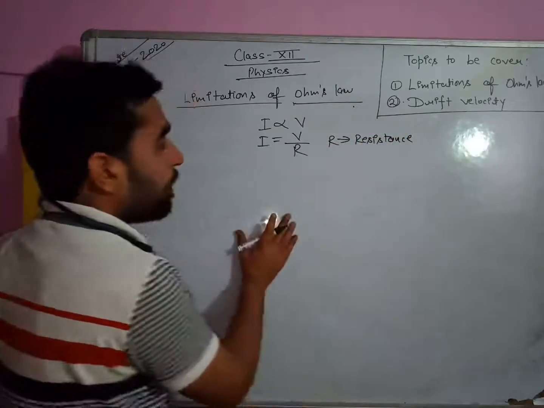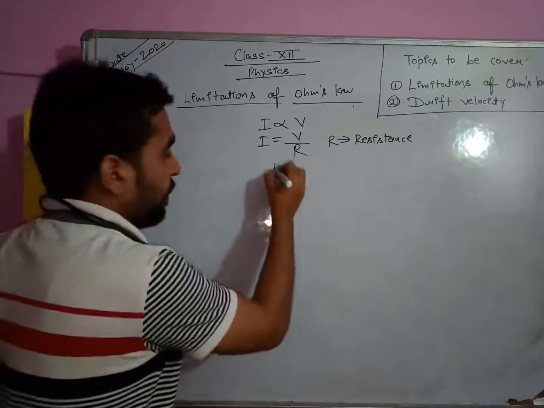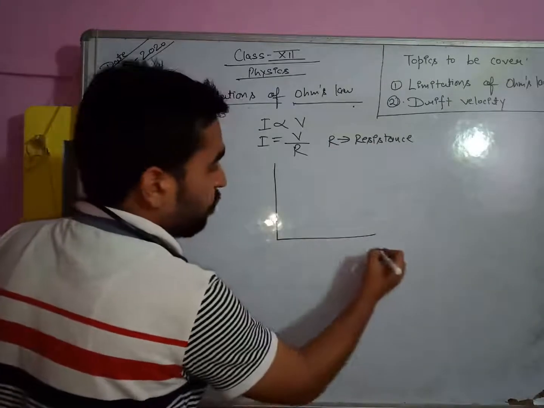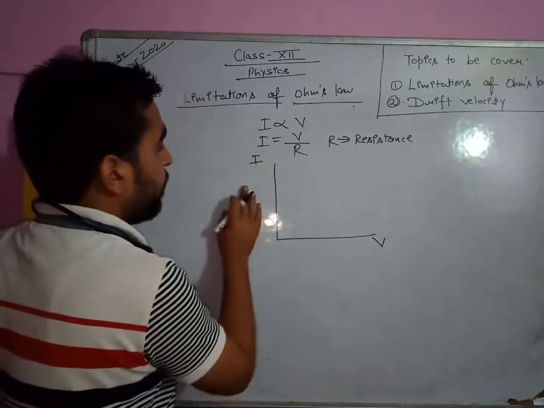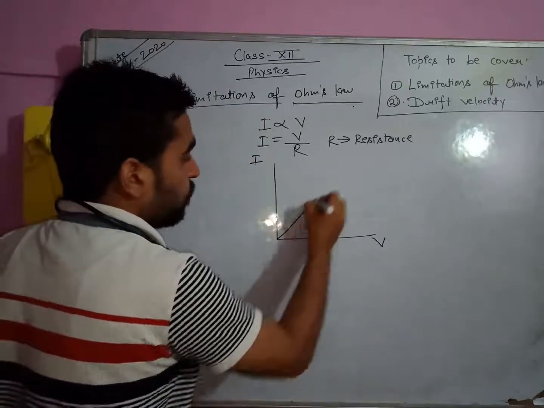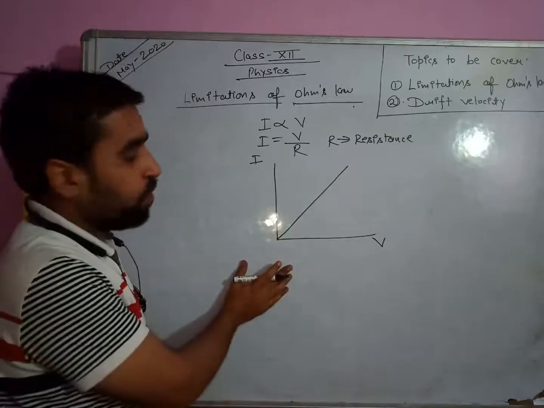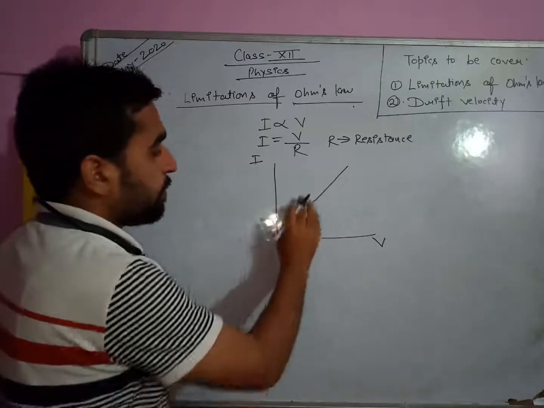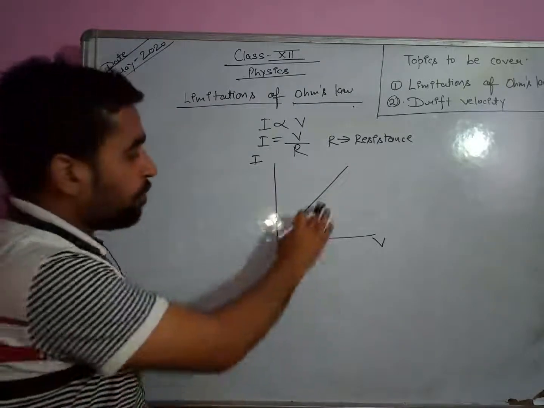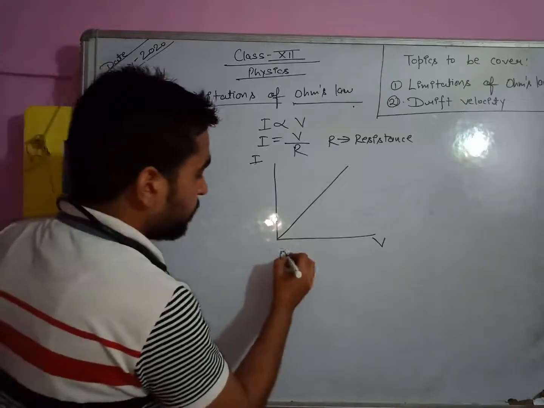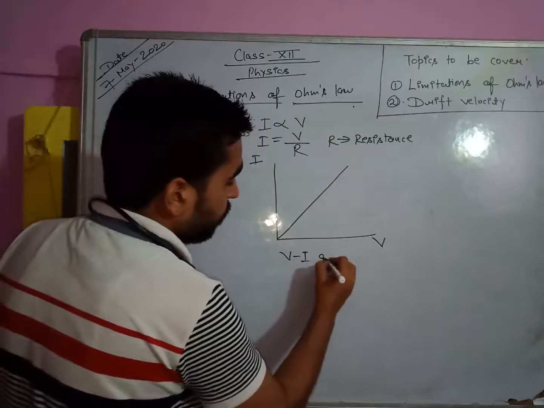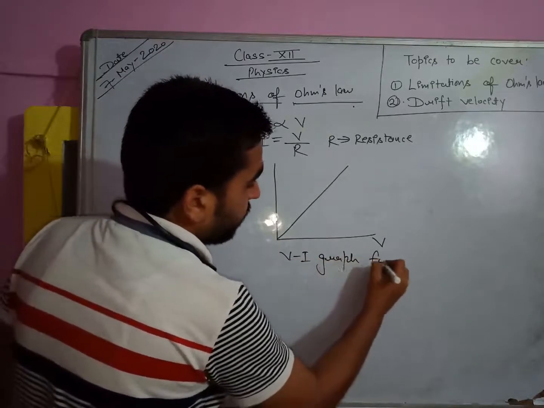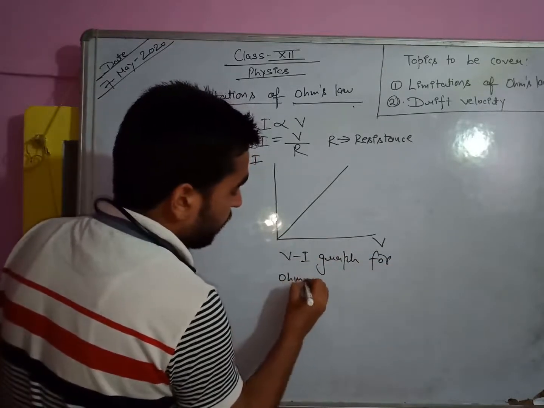And we draw a VI graph. Suppose in the x-axis I have taken potential, in the y-axis I have taken current. So this should be the slope of the graph, and this is resistance and should be constant for any value of potential difference. And this is known as the VI graph for an ohmic conductor.